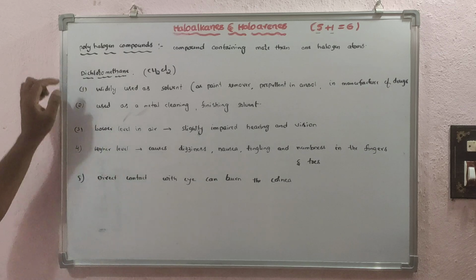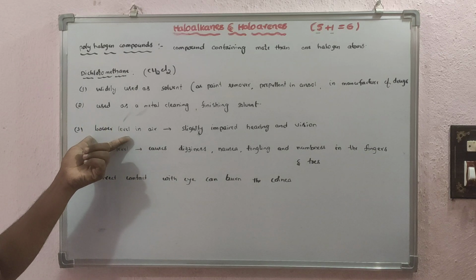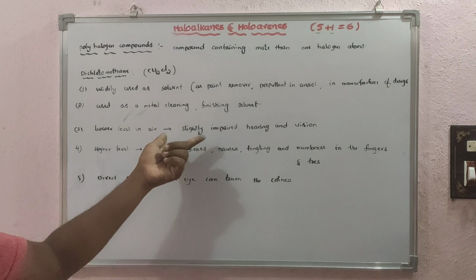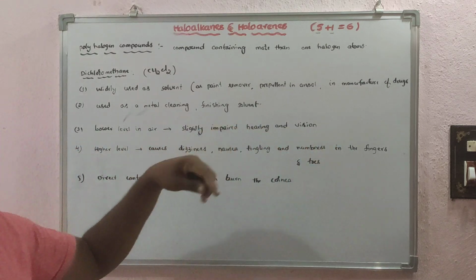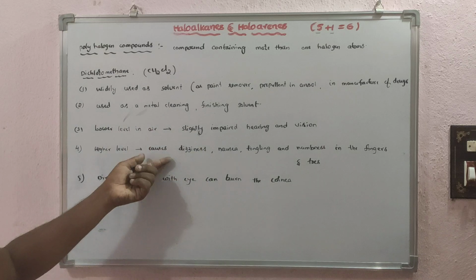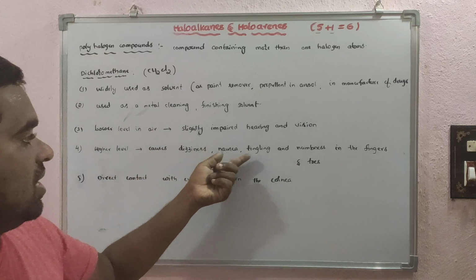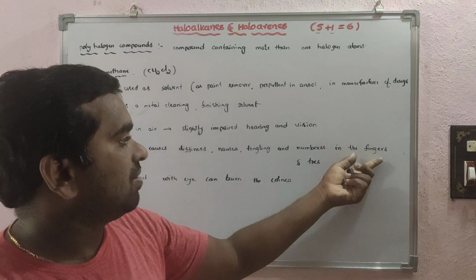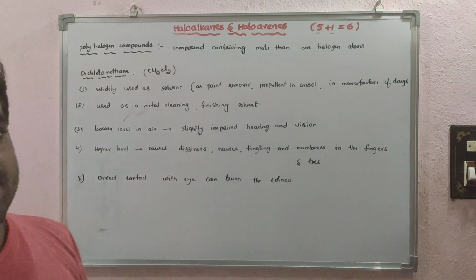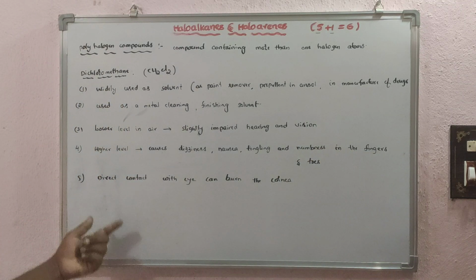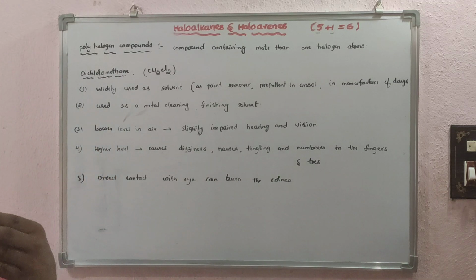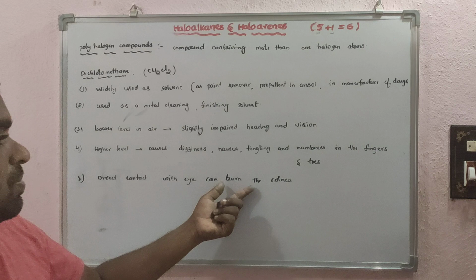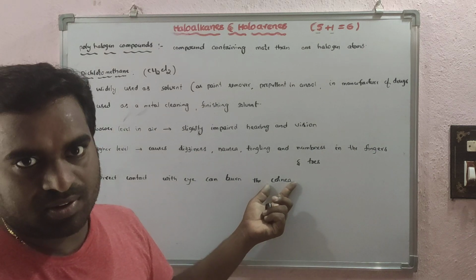If it is present in the air at a very low level, it causes slightly impaired hearing and vision. If it is present at a higher level, it causes dizziness, nausea, tingling, and numbness in the fingers and toes. And if dichloromethane comes in direct contact with our eyes, it causes burns in the cornea. Okay?